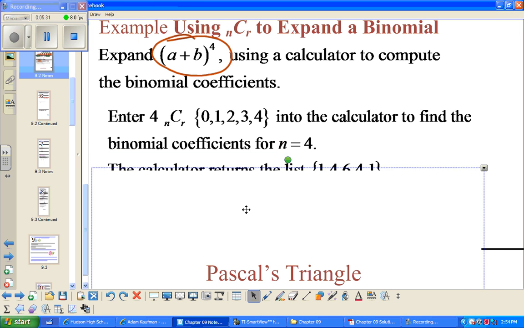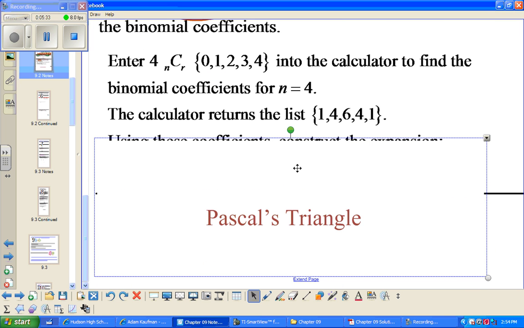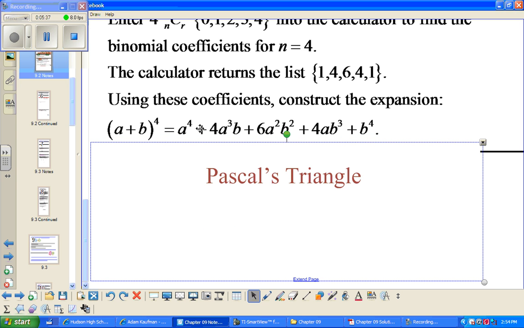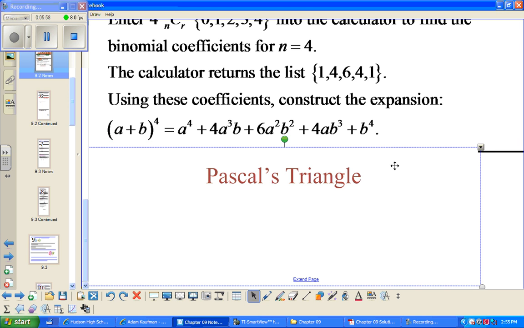So then with that information, I got 1, 4, 6, 4, 1. I can write those coefficients in quite easily and use what I learned from the pattern above. A is to the fourth in this term, a to the third, a to the second, a to the first, a to the 0, and then the b's work the other way. B to the 0, b to the first, b to the second, b to the third, and b to the fourth. And then I'm all done. All that expansion without having to FOIL it all.